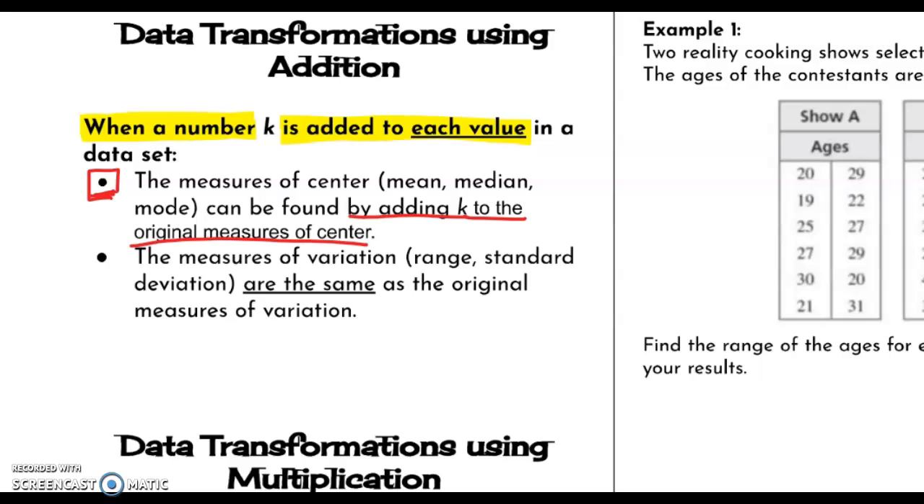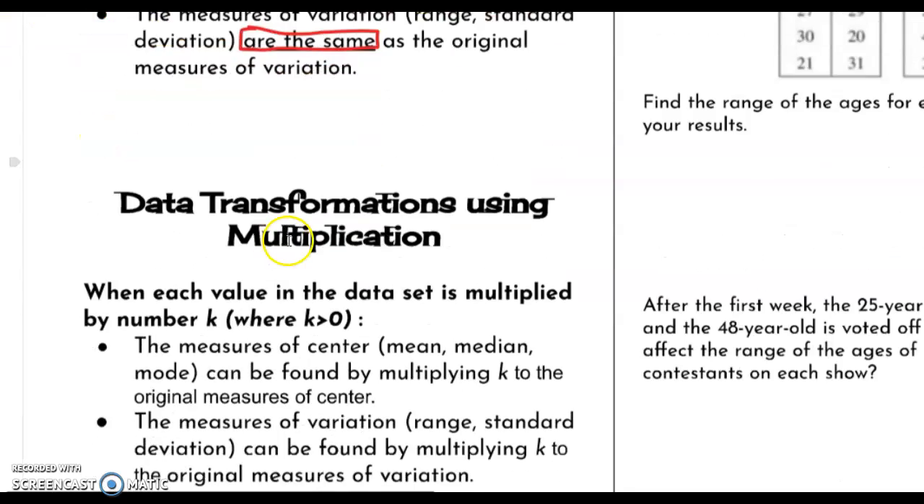The measures of variation, which are the range and the standard deviation, are the same. They do not change. The new measures of variation don't change. Even if you add, let's say, 20 to every single number in the data set, the range and the standard deviation won't change. So we're going to refer back to this. Let's look at our other scenario real quick.